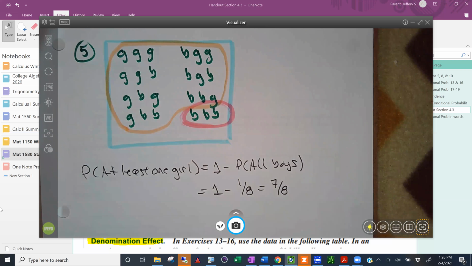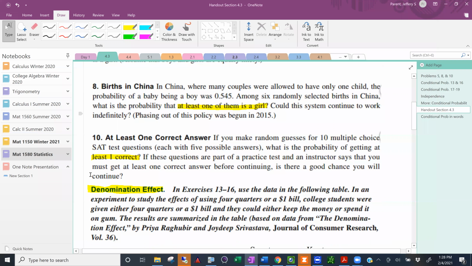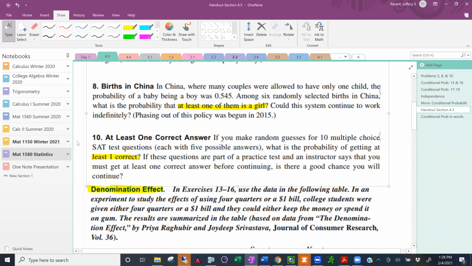Okay, let me roll on to number 10. We'll do 8 and then 10, just to try and get a handle on some of this stuff. So problem number 8. Births in China.